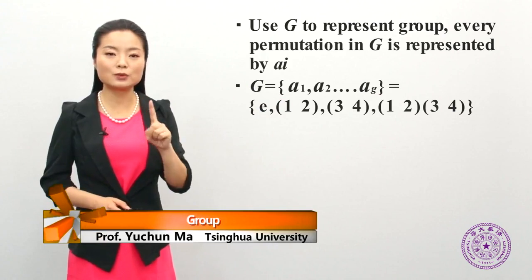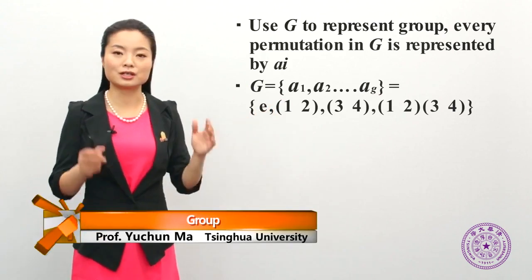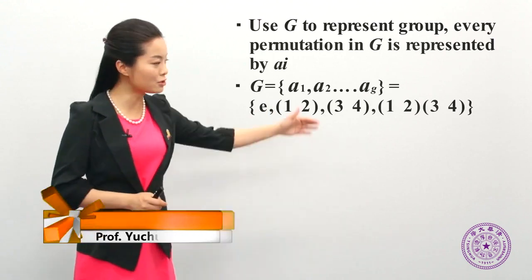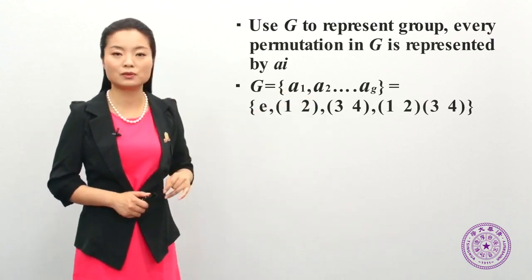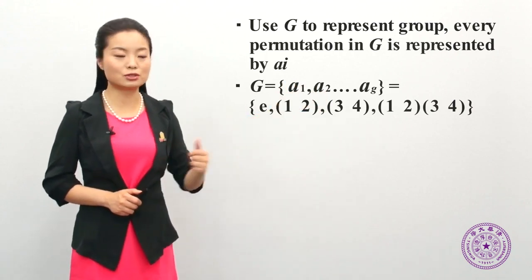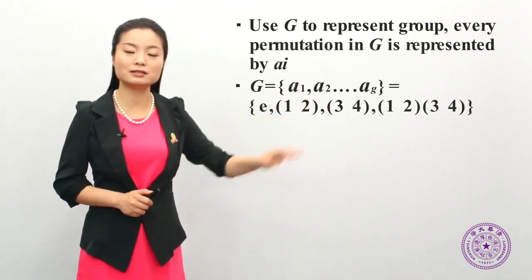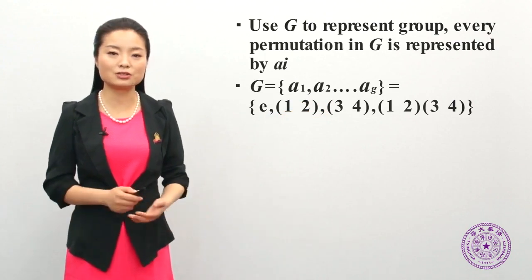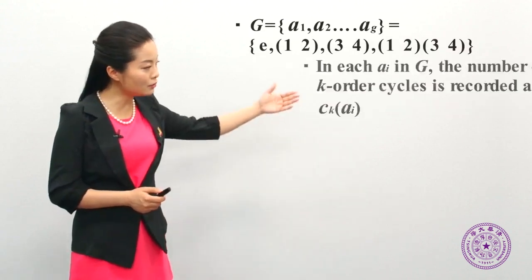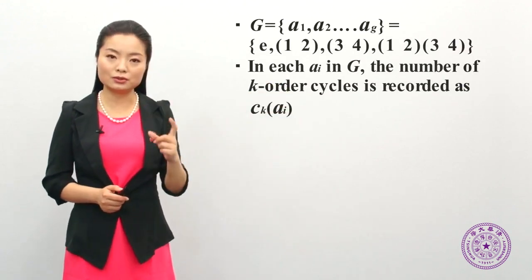Corresponding to the four permutations, the first permutation is the identity element E, which is 1, 2, 3, 4. All four elements remain unchanged. Another permutation is the exchange between 1 and 2, while 3 and 4 remain unchanged. Another permutation is where 1 and 2 remain unchanged, and 3 and 4 are exchanged. The last permutation is the exchange between 1 and 2, and 3 and 4 exchanged. This is a permutation group.